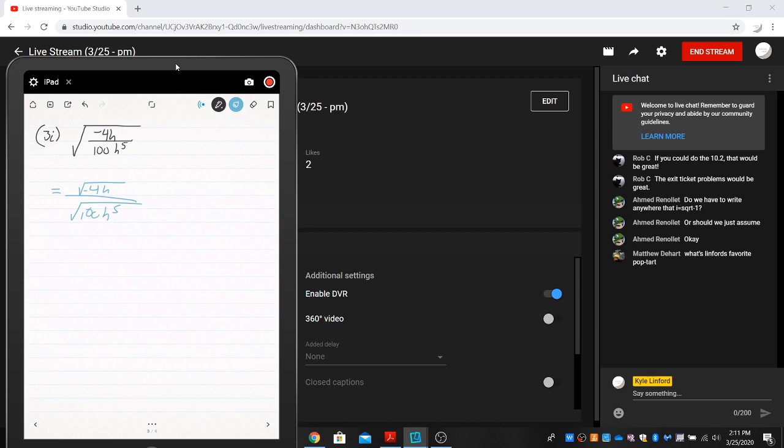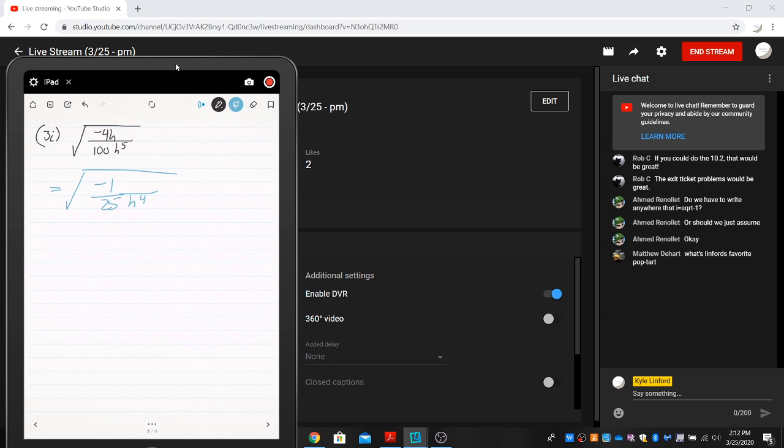It looks like, though, we're going to end up with a root in the denominator that we're going to have to rationalize and do quite a bit of work with that. But there's another technique that we could do. Besides just taking the root of the top and the root of the bottom, we could actually simplify the interior first. So negative 4 over 100 is negative 1 over 25, and h over h to the fifth is h to the fourth. So we've gone through and simplified this down.